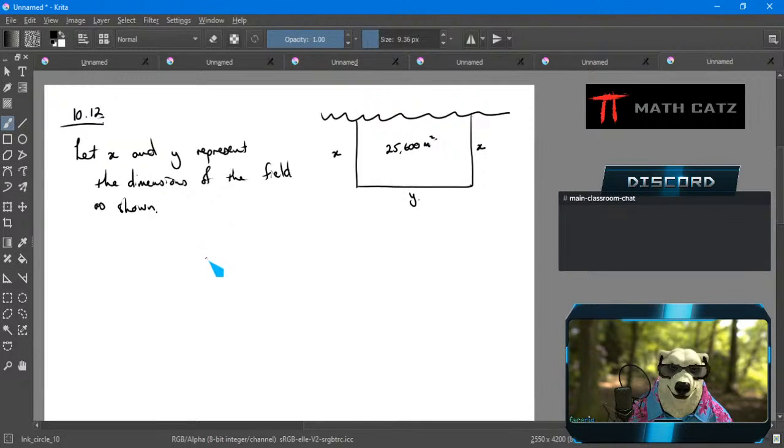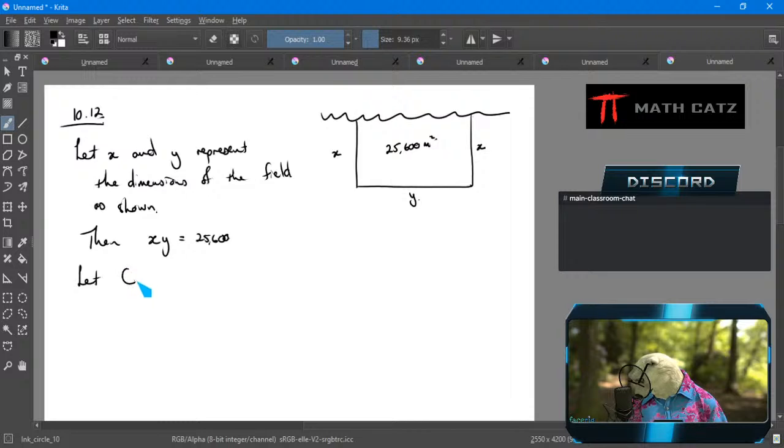Right. Then I have the area there. I already have a number, so that's totally fine. They tell me that the area, so x times y, has to be 25,600. I don't need an area variable because it's a fixed number. And I also have this issue of cost. So my cost is going to be the function that I create. So I need to define, let's say, C for cost. Let C represent the total cost of the fence, of course.